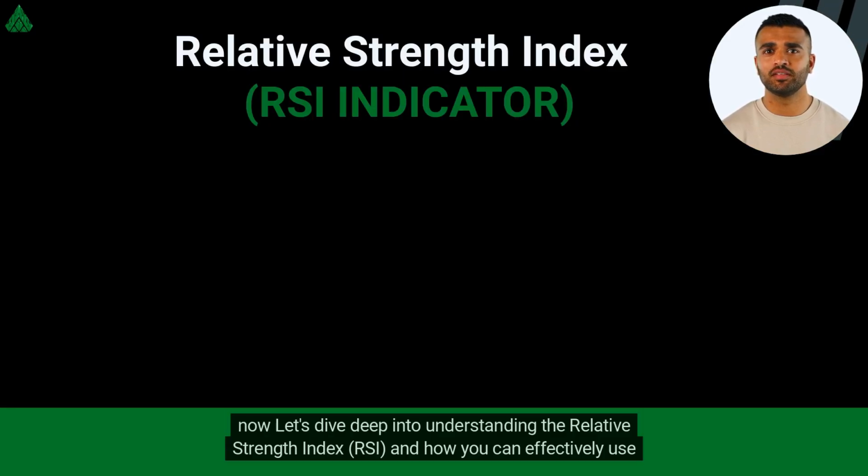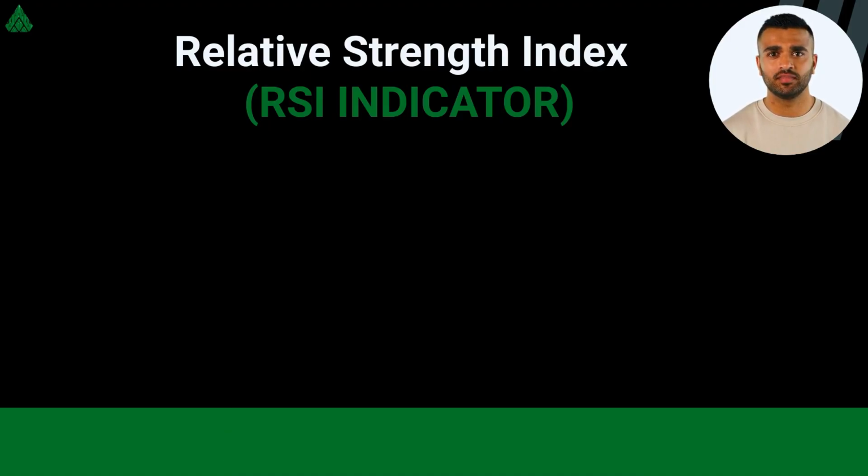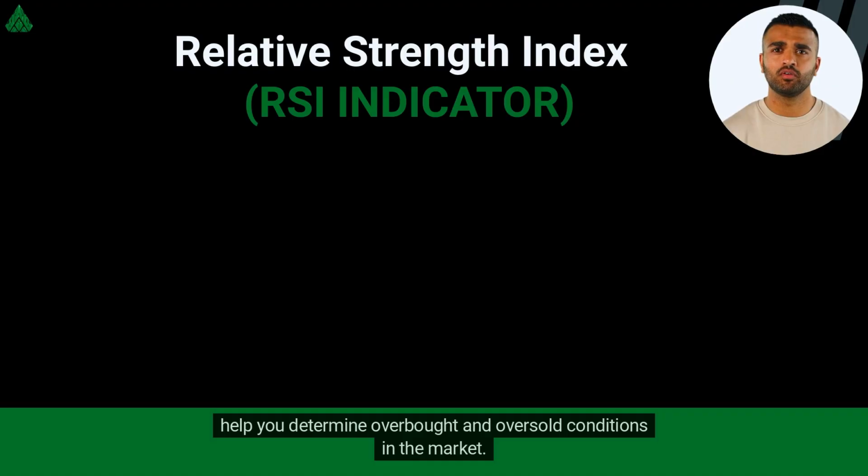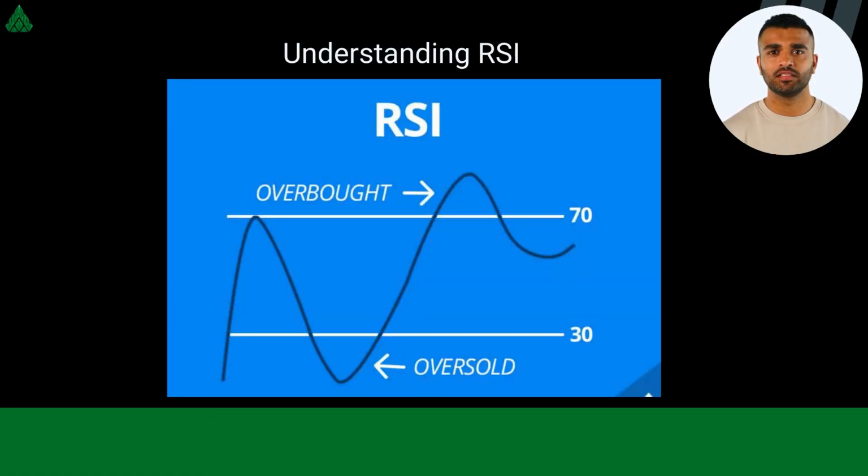Now let's dive deep into understanding the Relative Strength Index, RSI, and how you can effectively use it to make trading decisions. The RSI is a powerful momentum oscillator that measures the speed and change of price movements, which can help you determine overbought and oversold conditions in the market. The RSI ranges from 0 to 100.